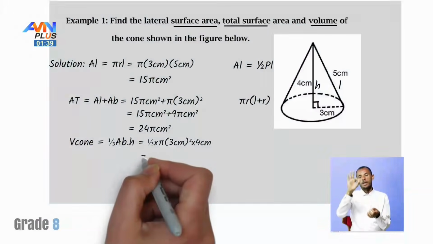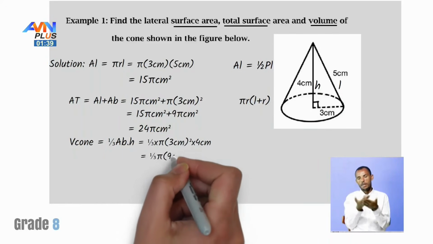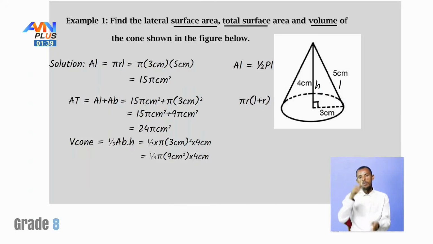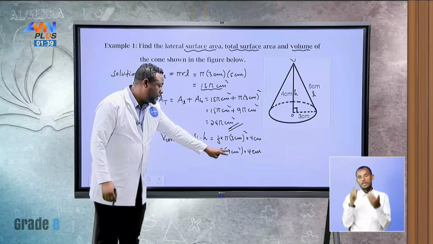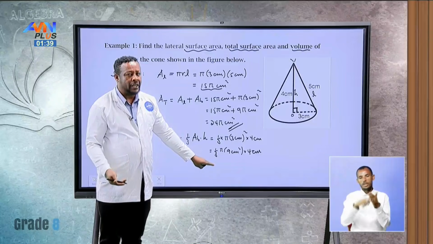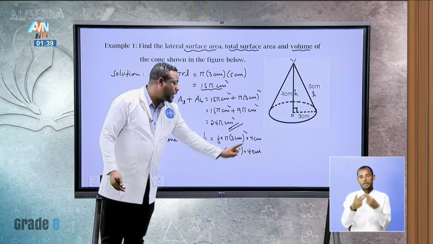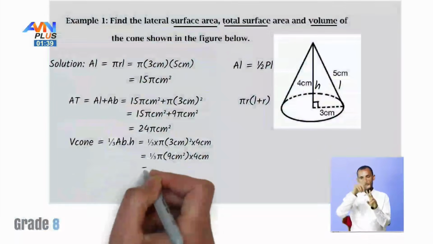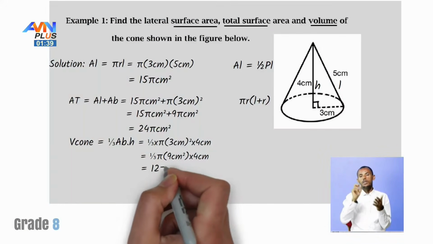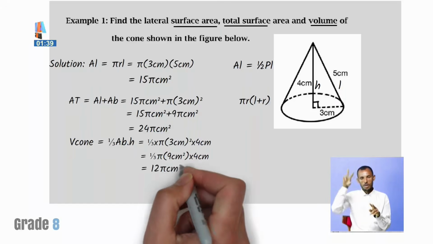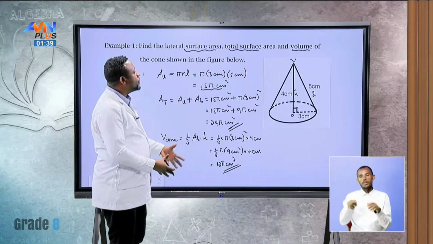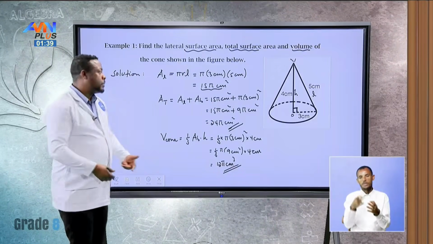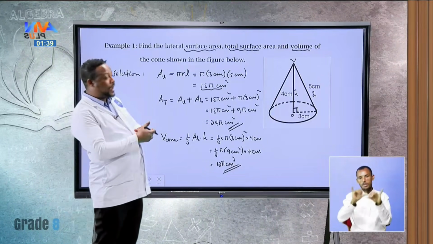So let's multiply everything here. 1/3 times pi times 9 centimeter square times 4 centimeter. You can simplify 9 by 3, the result is 3. 3 times 4 is 12. We also have pi, so the whole thing becomes 12 pi centimeter cube. This is the volume of the given cone. So now let's see the second example regarding the measurements on a cone.